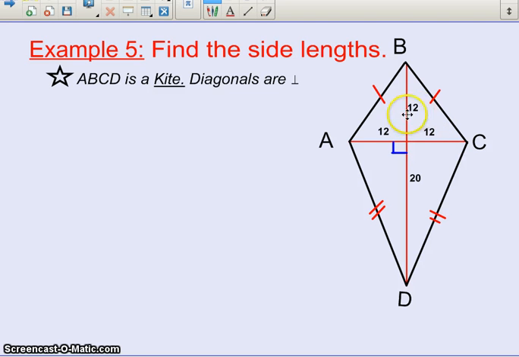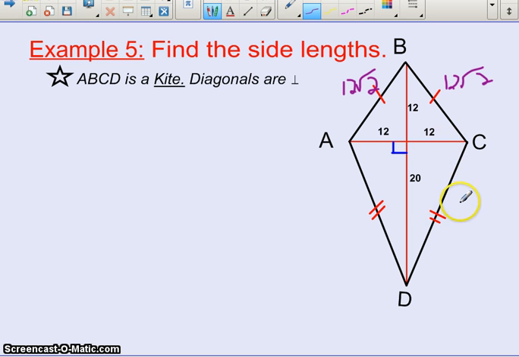Okay, if this is 12 and this is 12, this is a 45 degree right triangle. So all we have to do is multiply that by radical 2 to get the hypotenuse. So these two would be 12 radical 2's.